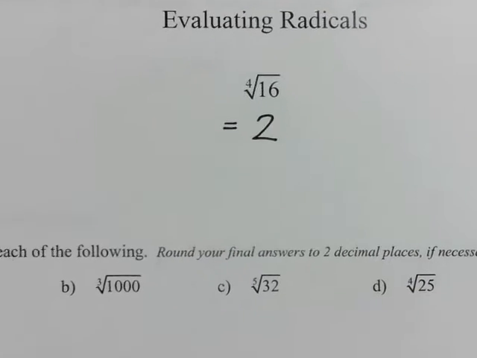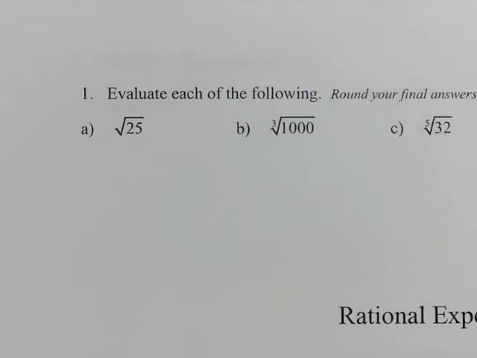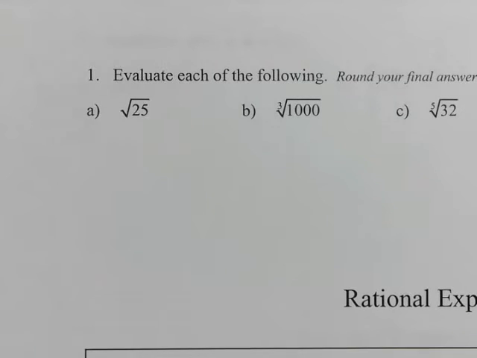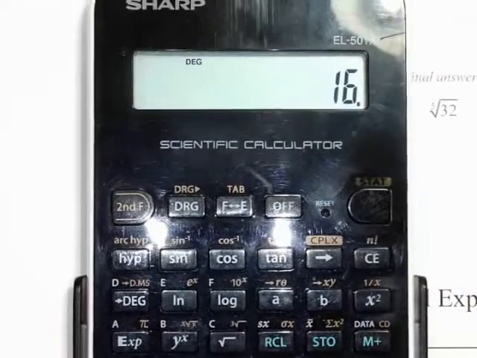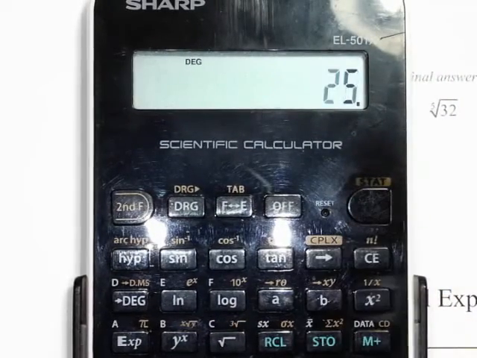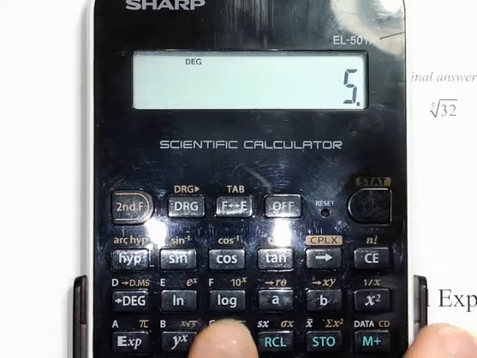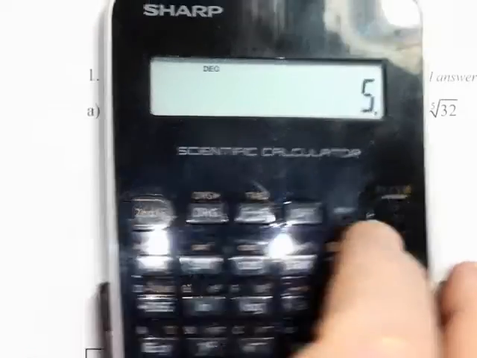We have 5 examples we are going to do on our calculator just to make sure we know how to do it. I'm going to start with the square root of 25. Your calculator has a regular square root button, so that's what I'm going to use on this one. I'm going to put in my 25, and then I'm going to do the square root of 25, which is 5.